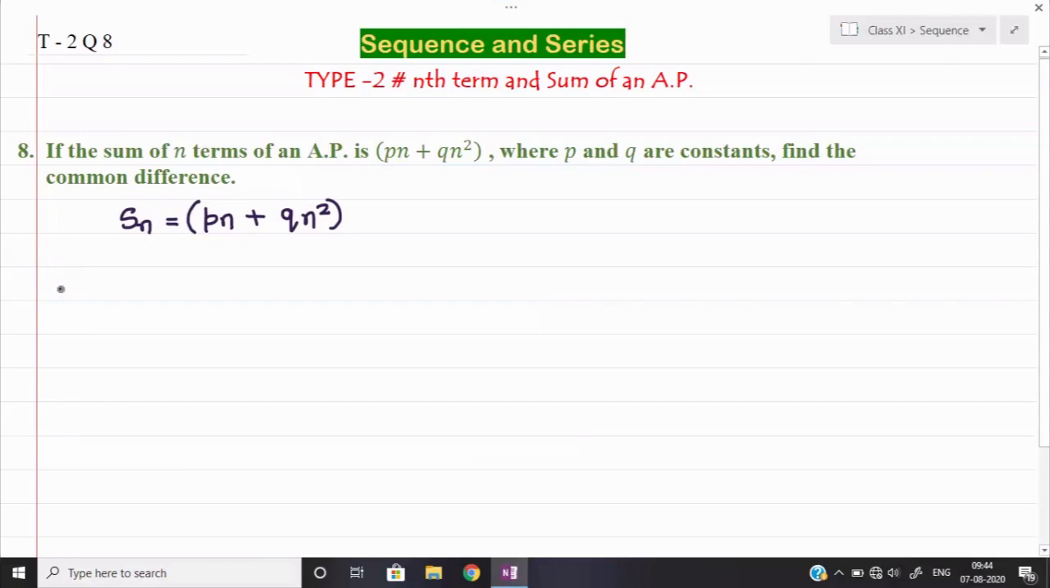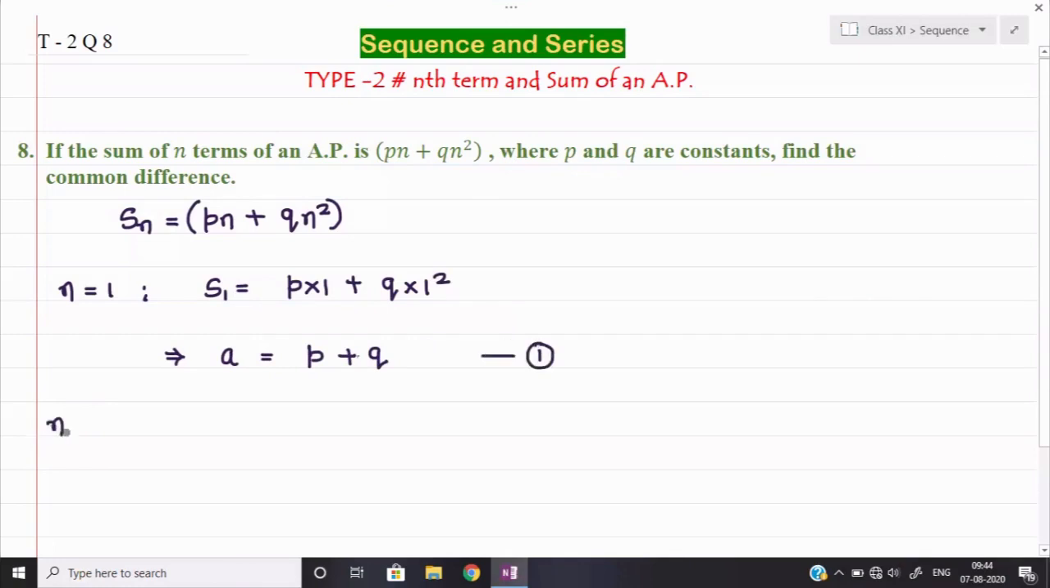First I am taking the value of n equal to 1. So the value of S1 is equal to P into 1 plus Q into 1 square. Now S1 means actually a only, the sum up to one term. Up to one term it will contain only one term, so that will be equal to a directly. So a will be equal to P plus Q. Now this can be given as equation number 1.